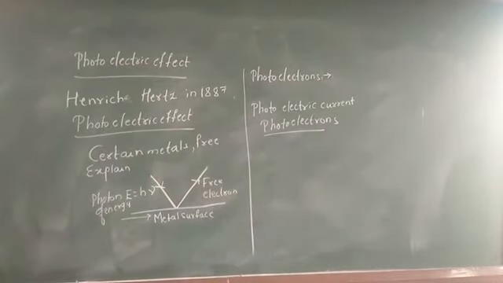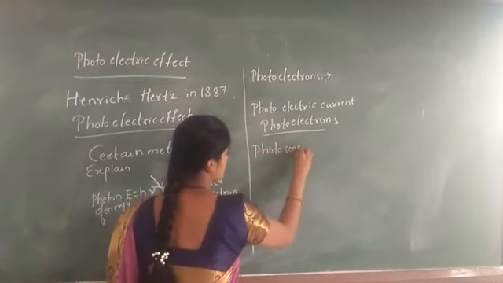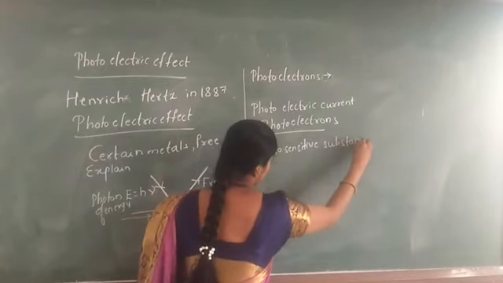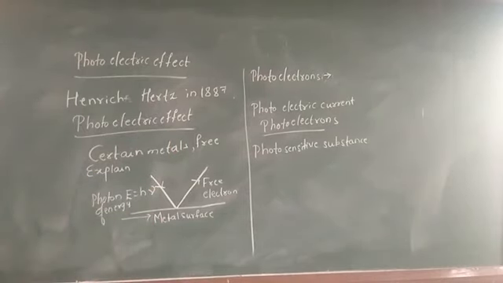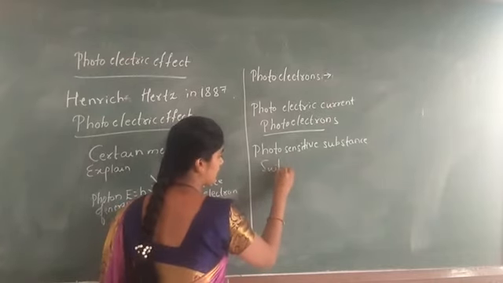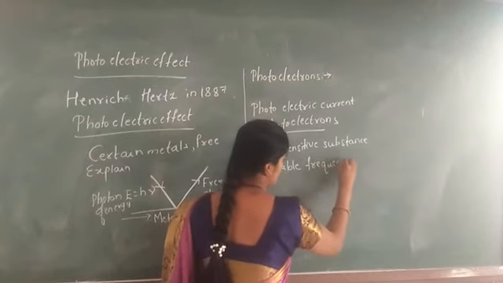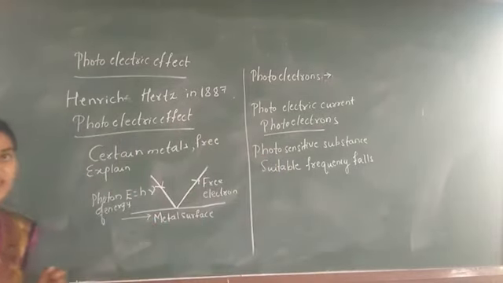Next we have to study the definition of the photosensitive substances. These are the substances which emit electrons when radiation of suitable frequency falls on them. This is called the photosensitive substances.